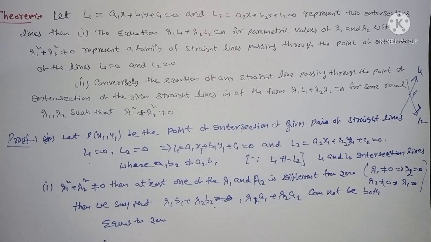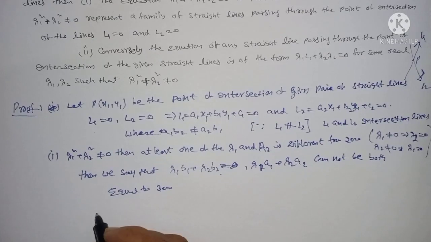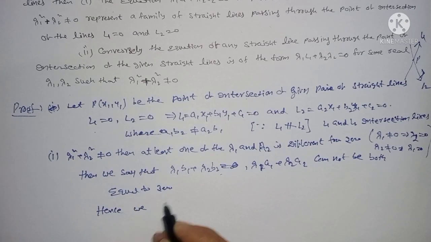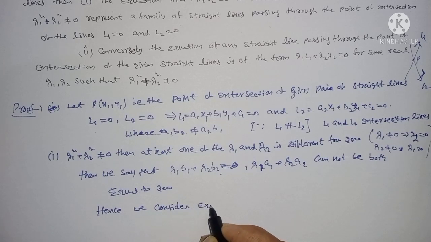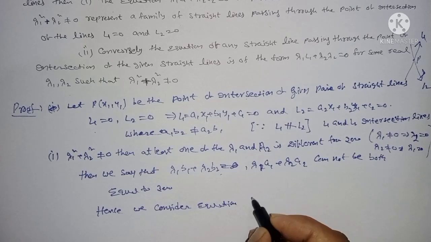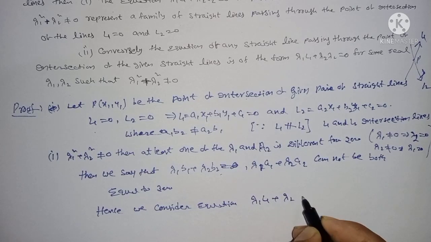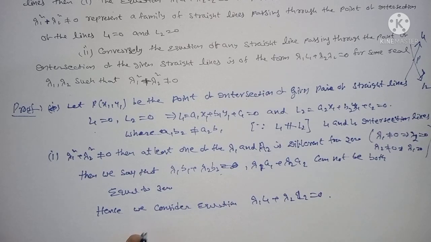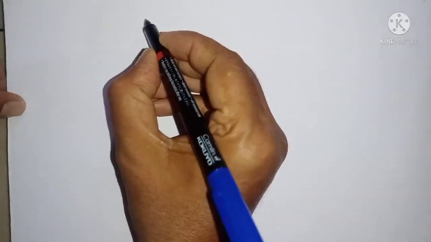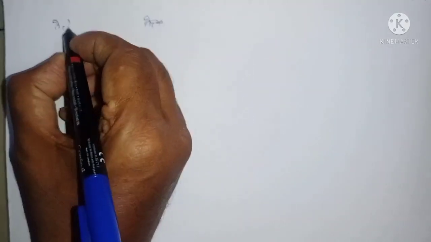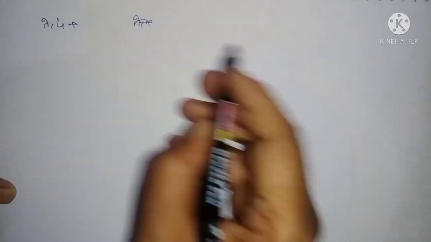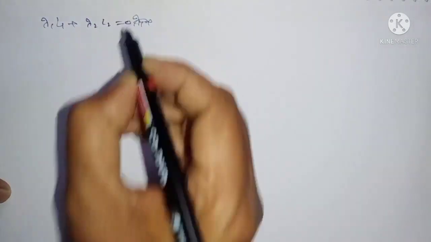Then we consider the equation λ1L1 + λ2L2 = 0. You can substitute the L1 and L2 values and simplify. What will you get? λ1L1 + λ2L2 = 0.